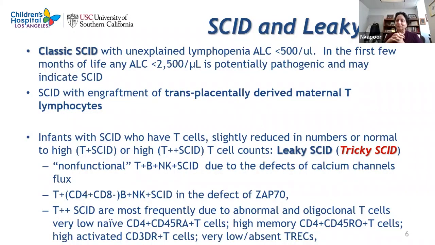Right now, if you're talking about SCID, there are 2 types of SCIDs: classical SCID and leaky SCID. Classical SCID are born without lymphocytes, so you see an unexplained lymphocyte count of less than 500 per microliter. That's a very low count. For the majority of children, by a few months of life, they should definitely have a lymphocyte count greater than 2,500. If it is lower than that, we need to think that something is wrong. So classical SCID have a low number of lymphocytes. And then, of course, if we do further analysis, the T cells and B cells, those lymphocytes will also be abnormal and lower in number.